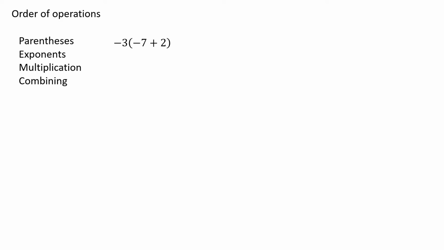Let's take a look at our first example. According to the order of operations, we have to do what's inside of the parentheses first. -7 plus 2 combines together to make -5. And now that I've done what's in my parentheses, I would do exponents next if I had any, which I don't, which leads me to my multiplication problem, -3 times -5. Remember, a negative times a negative is a positive. So this expression has a value of 15.